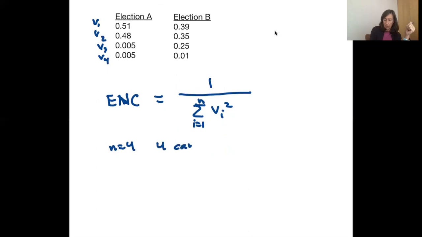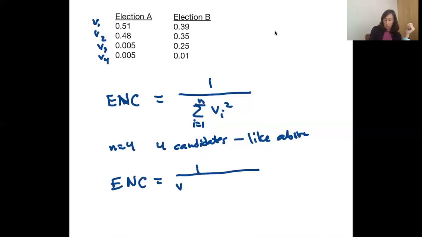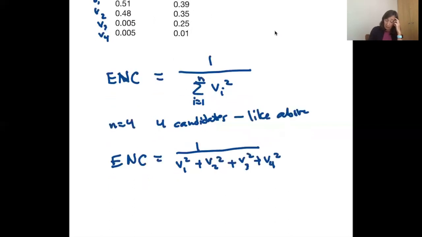4 candidates. And the effective number of candidates, we calculate that as 1 over the first candidate's vote share squared plus the second candidate's vote share squared plus the third candidate's vote share squared plus the fourth candidate's vote share squared. Okay, so in both those cases, that's what we would be calculating.